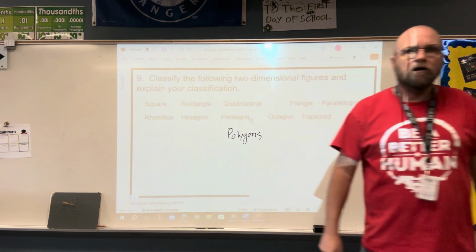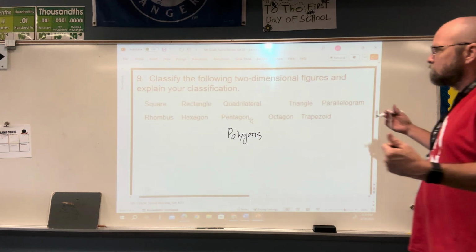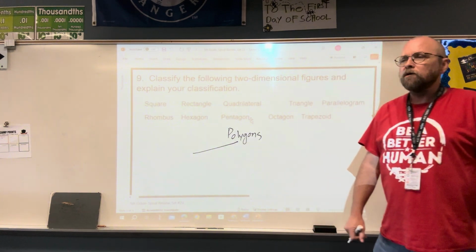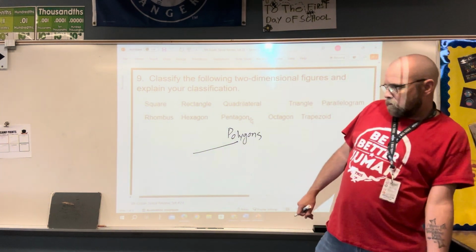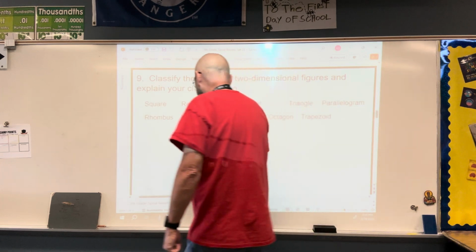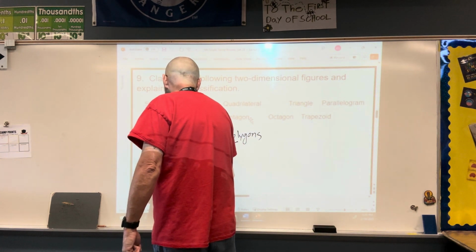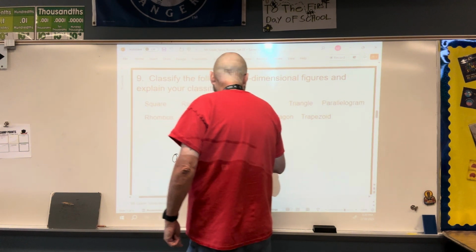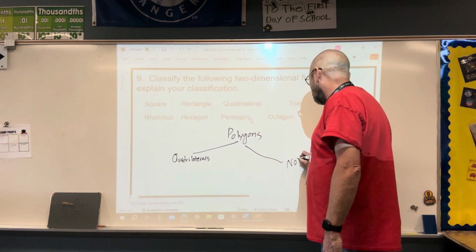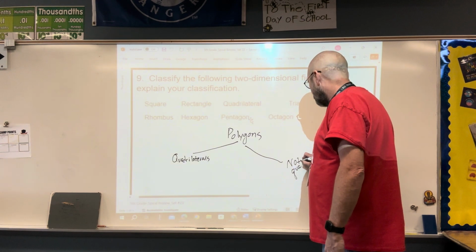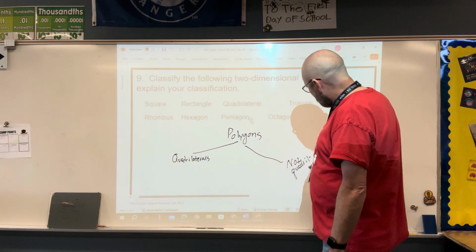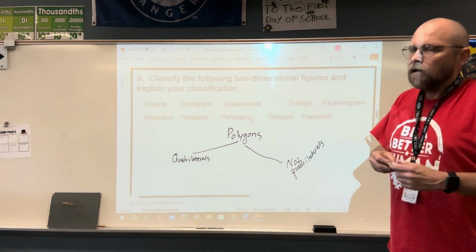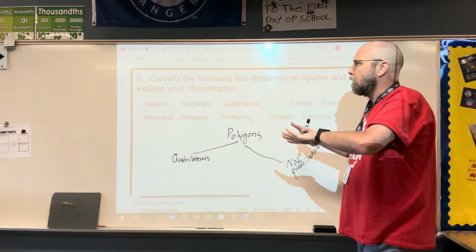So they're all polygons. But now if I wanted to break that up, let's say into two different sections, one section could be called quadrilaterals. And we could do non-quadrilaterals to make it even easier. Quadrilaterals. Now, this is just a simple way to categorize them.